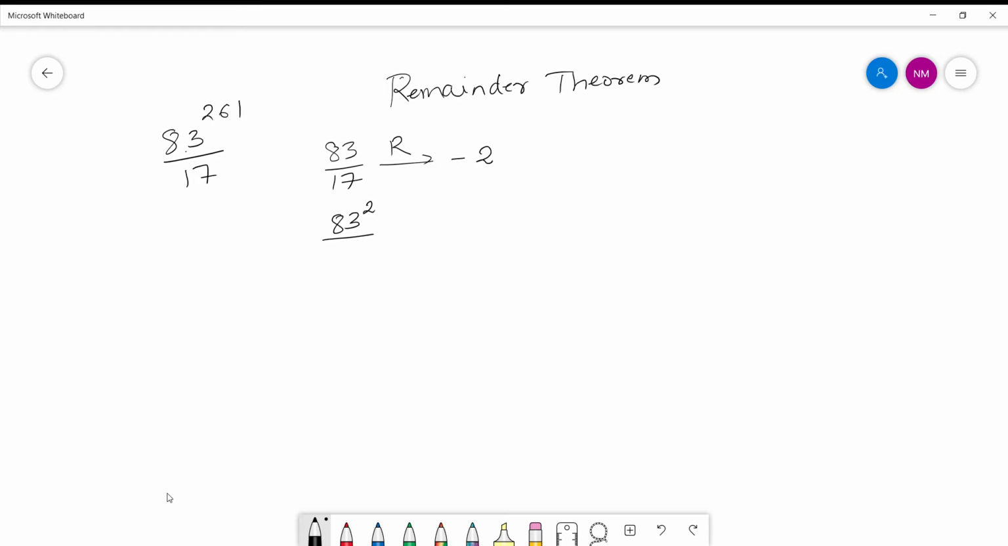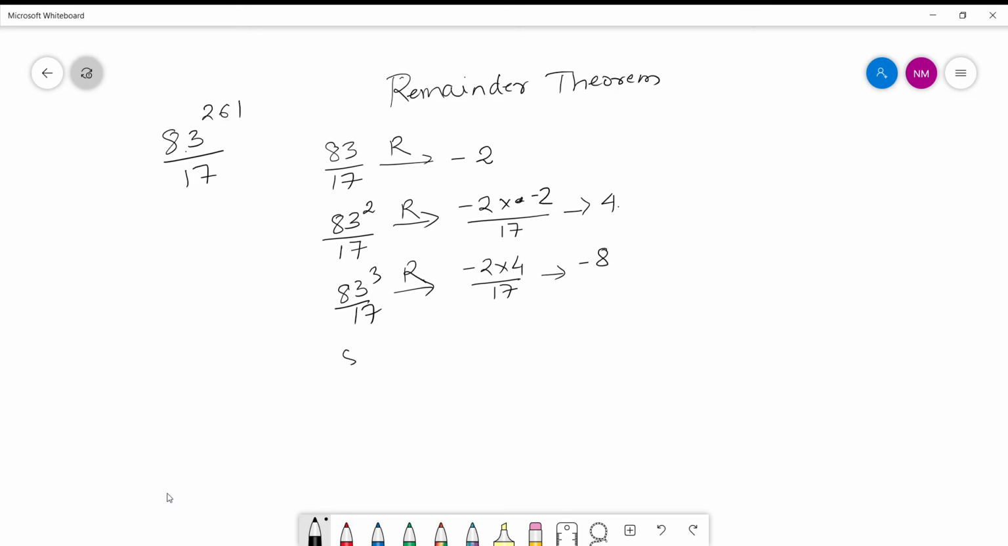Again, we have to repeat until we get a remainder of 1. So 83 squared upon 17, from the remainder theorem, can be written as (-2) squared upon 17, which gives us a remainder of 4. Similarly, 83 raised to power 3 will be -2 into 4 upon 17, which is -8. 83 raised to power 4 upon 17 would be -2 into -8 by 17, which is 16 by 17. So again I can say it is a remainder of -1.